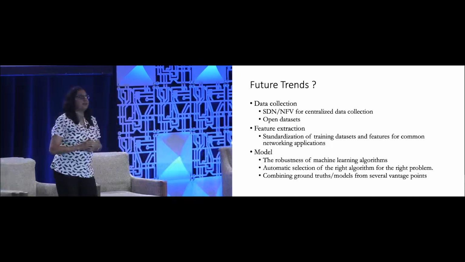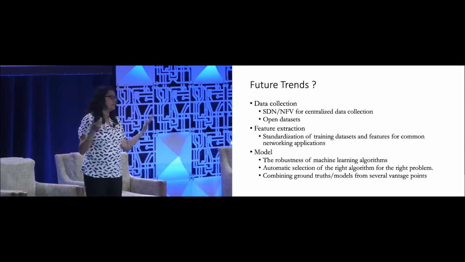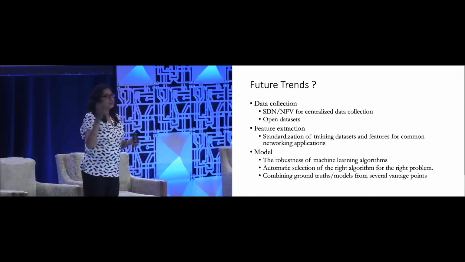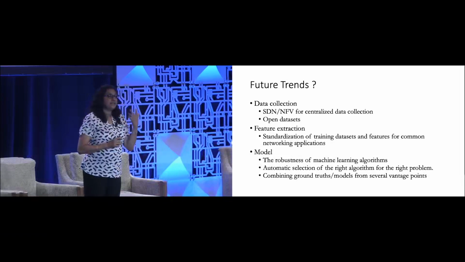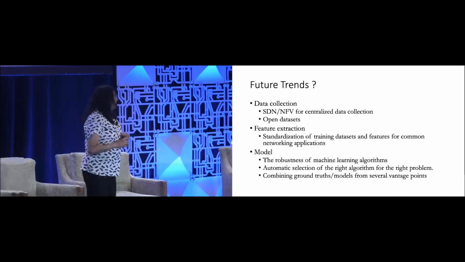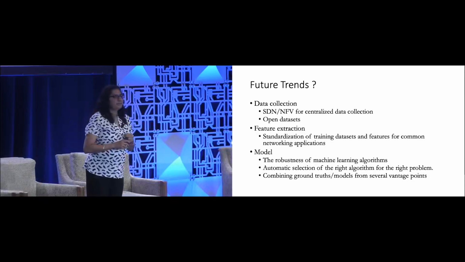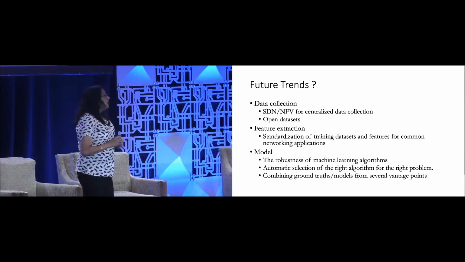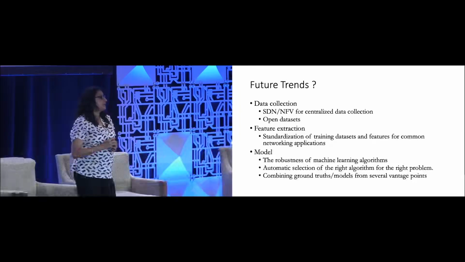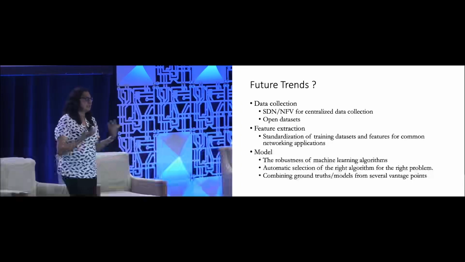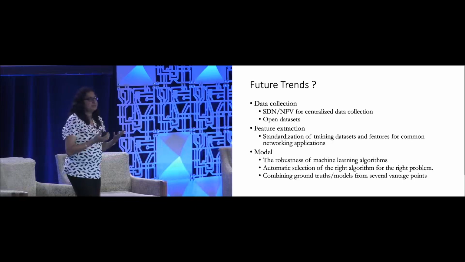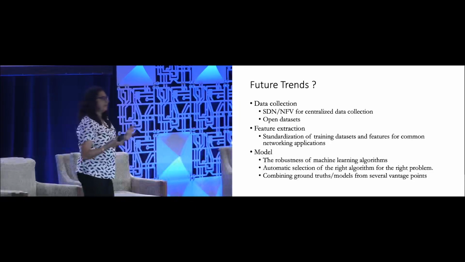It would be nice to have a more centralized data collection, especially data from different domains and different vantage points, instead of having to set up all these different data collection mechanisms. So hopefully SDN, NFV might give us some path forward for that. It would be nice to have open data sets. I know that CAIDA has some, but it wasn't really that useful. We actually got data from customers, customer networks. It would be nice to have standardized open data sets for specific problems.